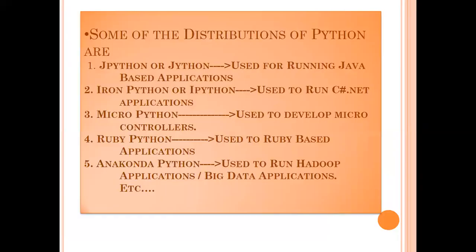Like, some of the distributions of Python are Java-based applications. If we are running those, they use JPython or Jython. IronPython is used to run C#.NET applications. MicroPython is used to develop microcontrollers. Then Ruby Python for the Ruby-based application, and Anaconda Python used to run the Hadoop applications. Hadoop applications means big data applications.